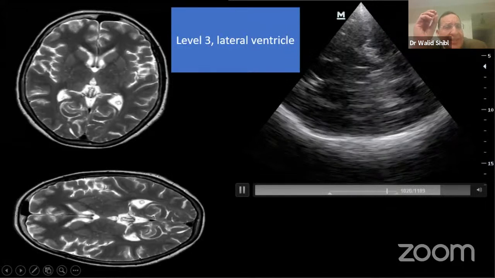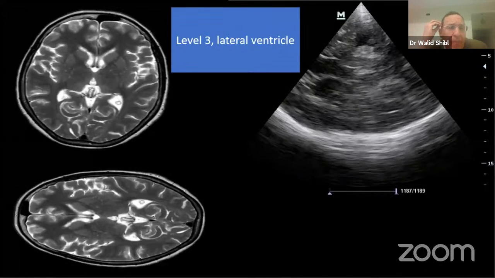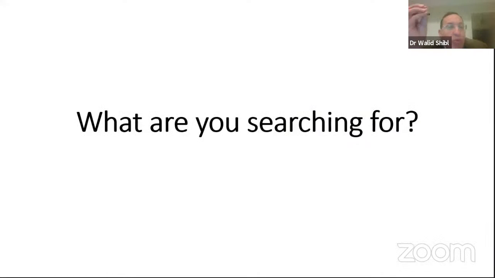You will put the phased array probe in the temporal window, and after that we are just going to tilt to dissect the brain in these 3 levels: midbrain, third ventricle, and lateral ventricle. These are the 3 areas you need to explore as B-mode ultrasound. What are you searching for? Now you know what type of probe to apply, how to apply the probe, where to apply the probe, and what levels you are exploring in brain ultrasound as B-mode.